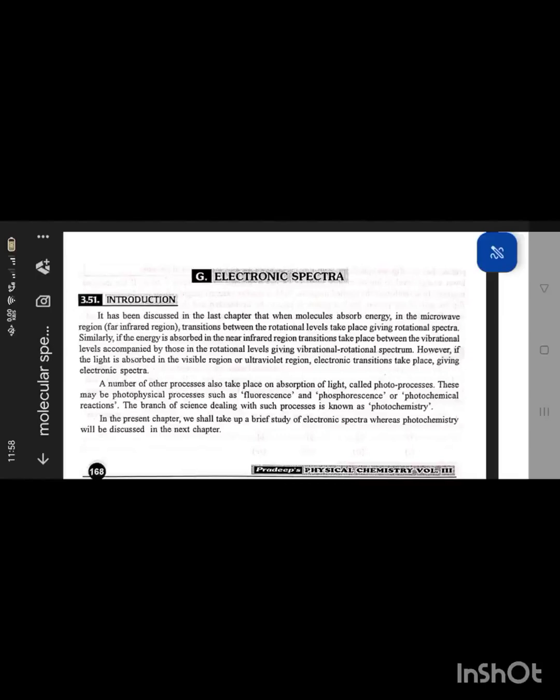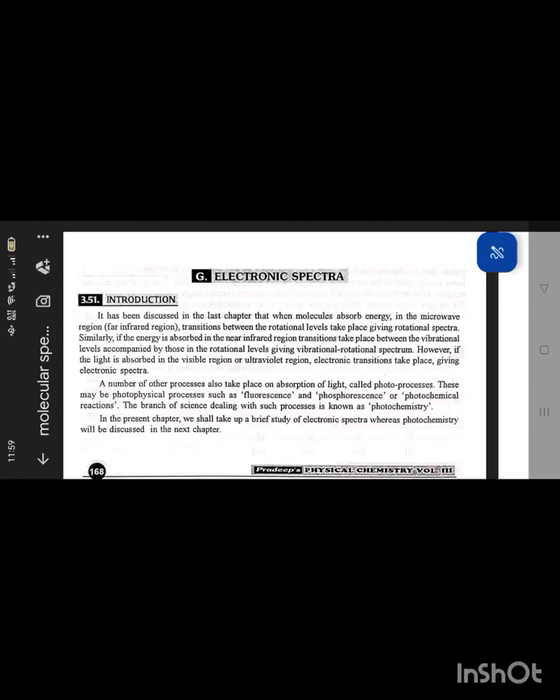Electronic spectra. Introduction. It has been discussed in the last chapter that when molecules absorb energy in the microwave region, transitions between the rotational levels take place, giving rotational spectra. Similarly, if the energy is absorbed in the near infrared region, transitions take place between the vibrational levels accompanied by those in the rotational levels, giving vibrational-rotational spectra. However, if light is absorbed in the visible or ultraviolet region, electronic transitions take place, giving electronic spectra.